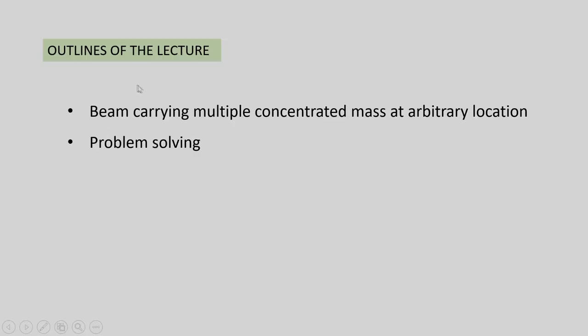So today our discussion will be the vibration characteristics of the beam, mainly we will focus on the natural frequency of the beam. I will consider the Euler-Bernoulli beam in this lecture, which carries multiple concentrated masses at arbitrary locations. So the beam may have masses not only at the end. Suppose a cantilever beam that we have discussed earlier, a mass was considered at the free end, that is the boundary, and we imposed the proper boundary condition. But here the location of the mass has no restriction, it can be placed anywhere.